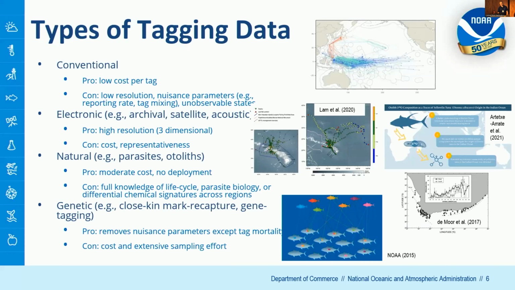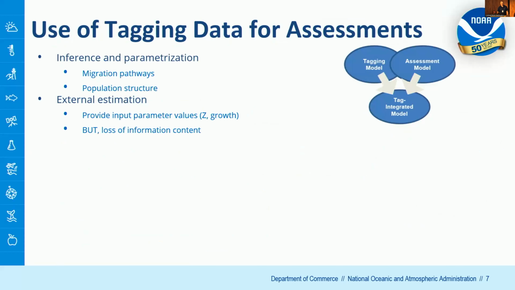And then also, I think this is becoming a lot more popular, and there's a lot of interest in using genetic tags and close kin mark recapture. Obviously it removes some of the nuisance parameters that we see in the conventional tags, but there are other issues involved, including cost and extensive sampling effort. So again, Simon and Mark asked me to focus on conventional tagging, so that's what I'm going to do, whether anyone wants me to or not.